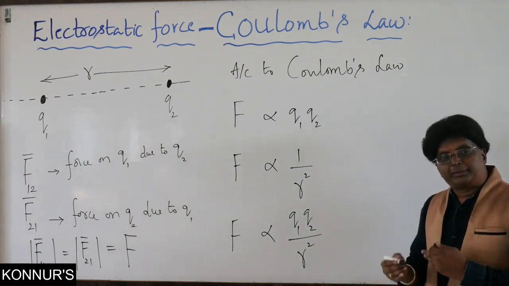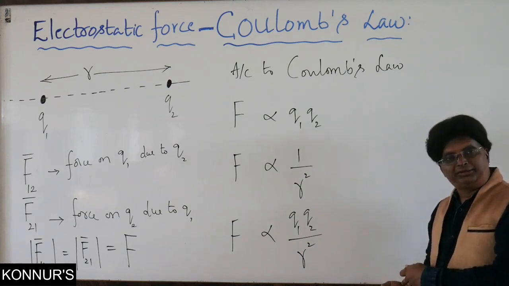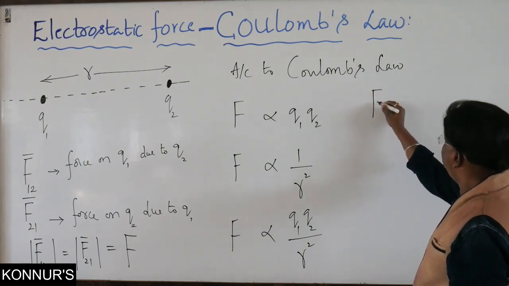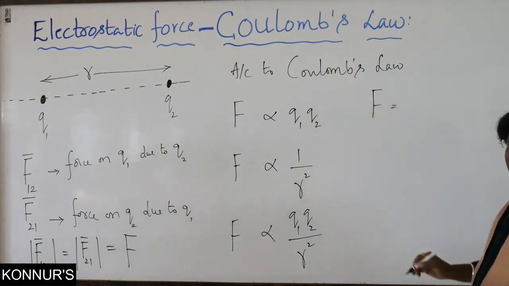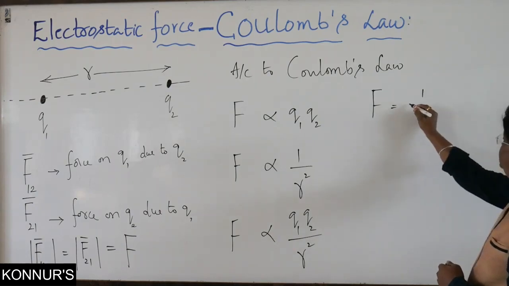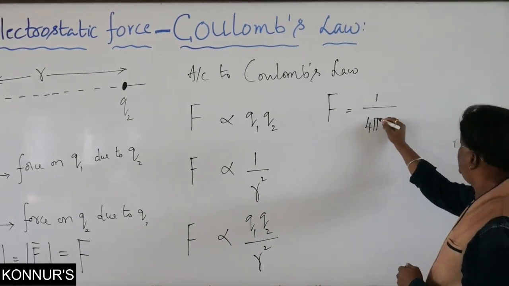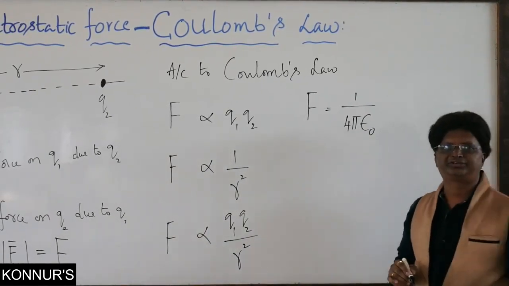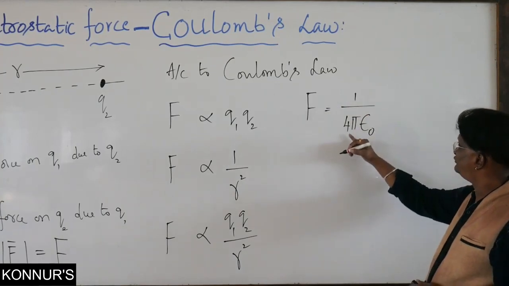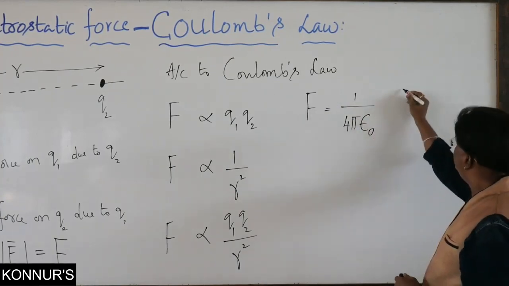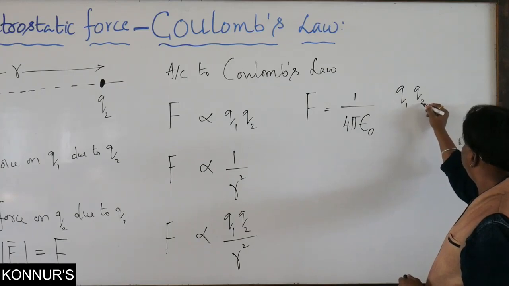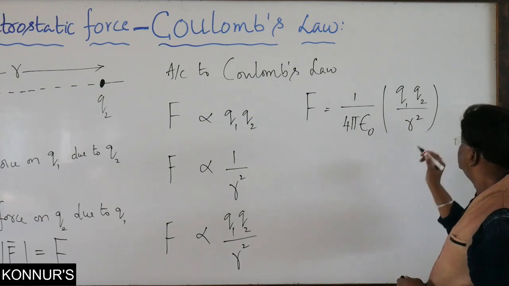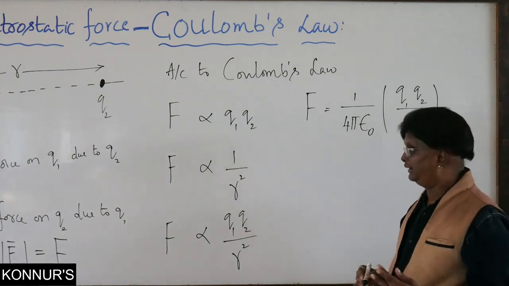And we know that any proportionality can be written as an equality by introducing a constant. Therefore here we write F is equal to 1 by 4 pi epsilon naught times Q1 Q2 upon R square. Look at this constant that we have represented: 1 upon 4 pi epsilon naught.